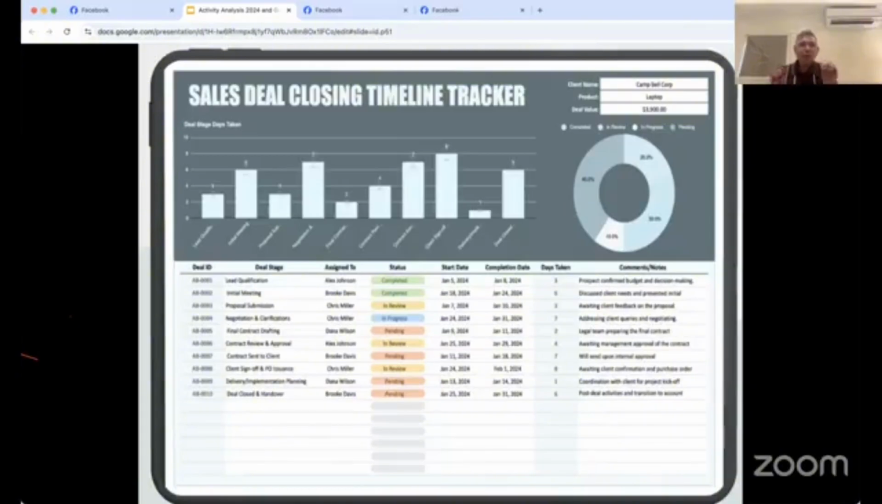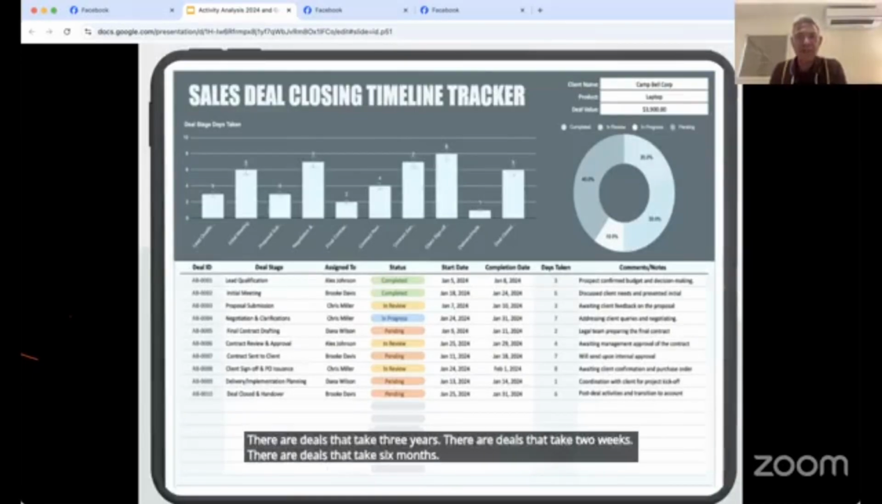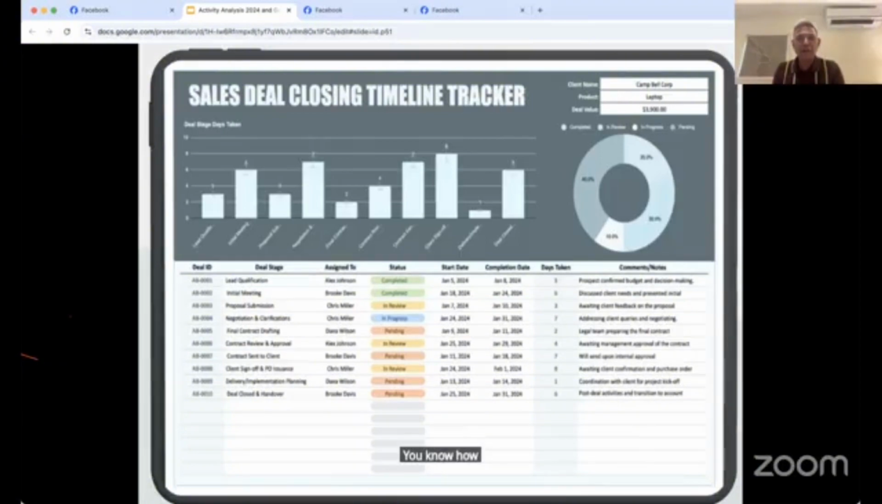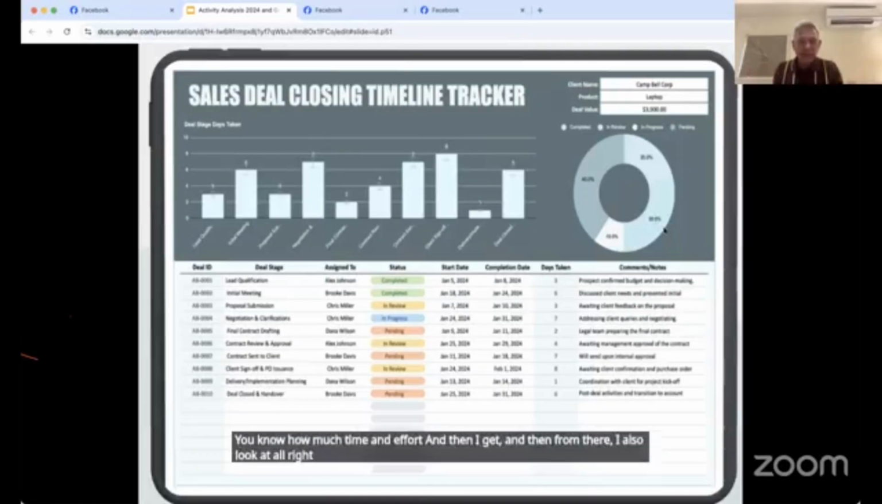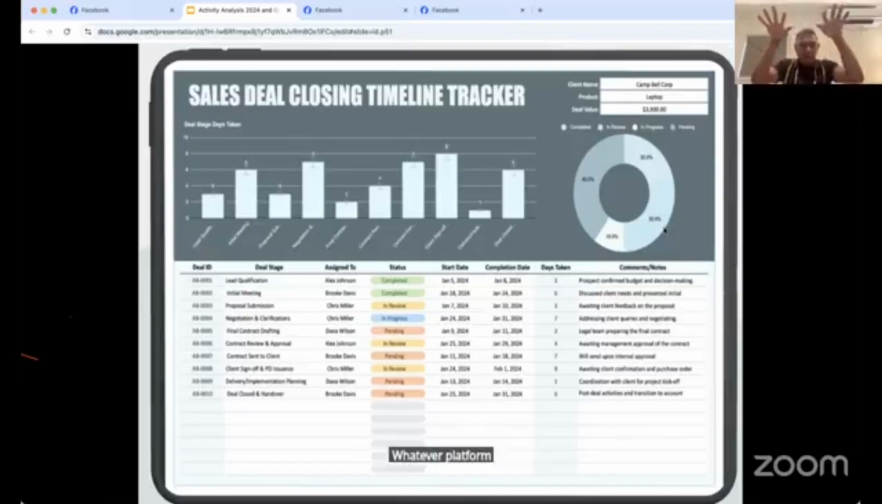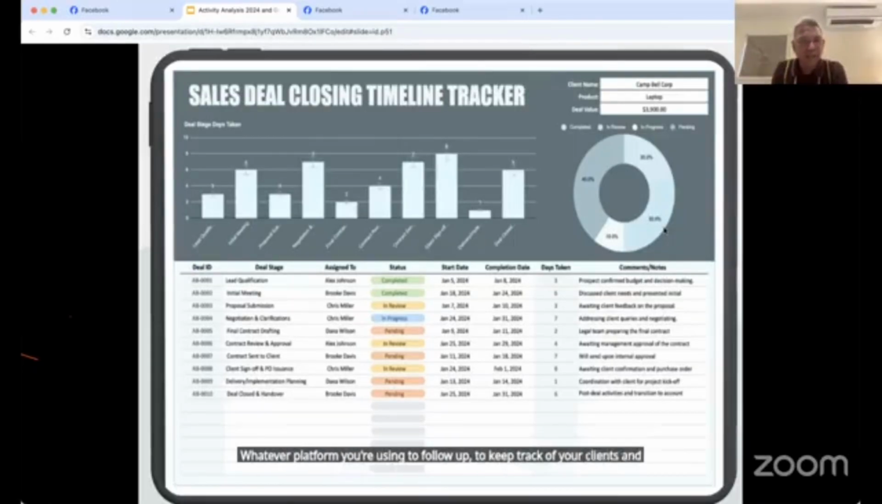So how long, okay, this is how OC I am. How long does it take for me to close a deal? There are deals that take 3 years. There are deals that take 2 weeks. There are deals that take 6 months. How much time and effort? And then from there, I also look at my closing ratio, which I think is the next slide. But you've got to know, and that will be in your index cards or Monday.com or whatever platform you're using to follow up and keep track of your clients and activities. Next slide.